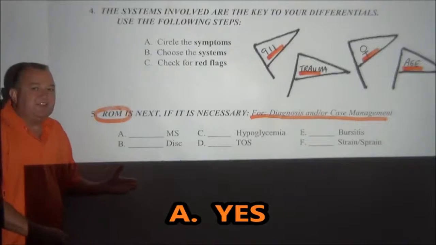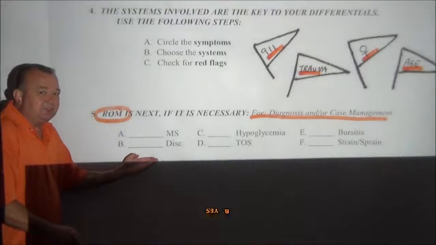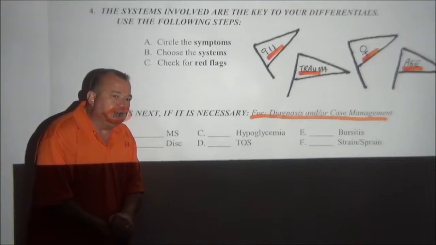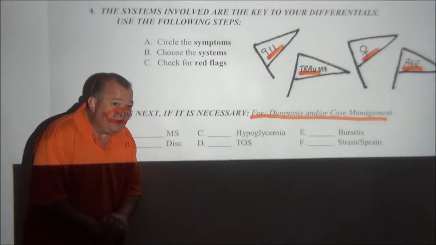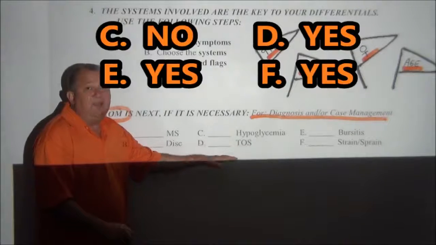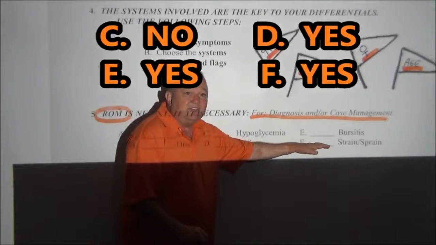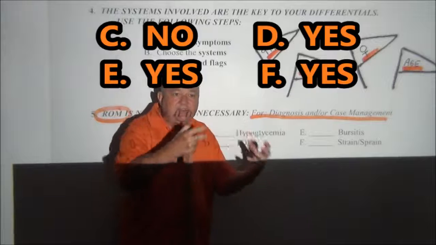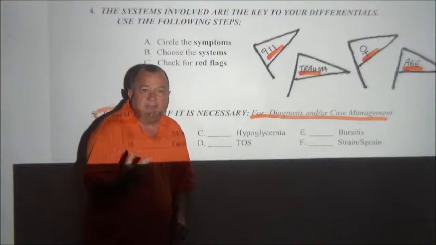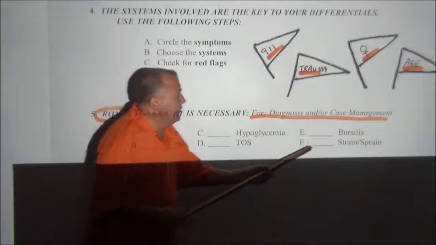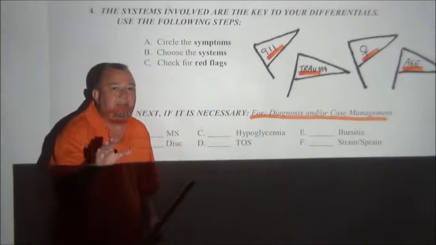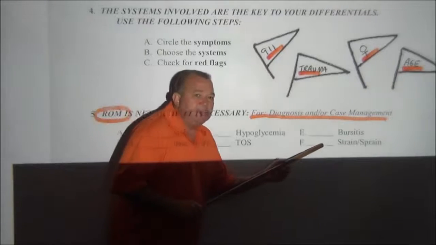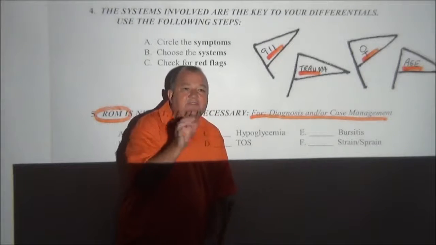Now hopefully the rest of these get a little easier. Disc? Absolutely yes. How about hypoglycemia, range of motion? Don't you even feel silly asking Medicare for the money? Yeah, okay, so no. TOS? Yes. Bursitis? Yes. Strain, sprain? Absolutely, because active and passive are going to tell you whether you're dealing with a muscle, tendon or a ligament problem, so absolutely necessary. So this one was a definite maybe, this was an absolute no, and this was an absolute yes, and even active versus passive.